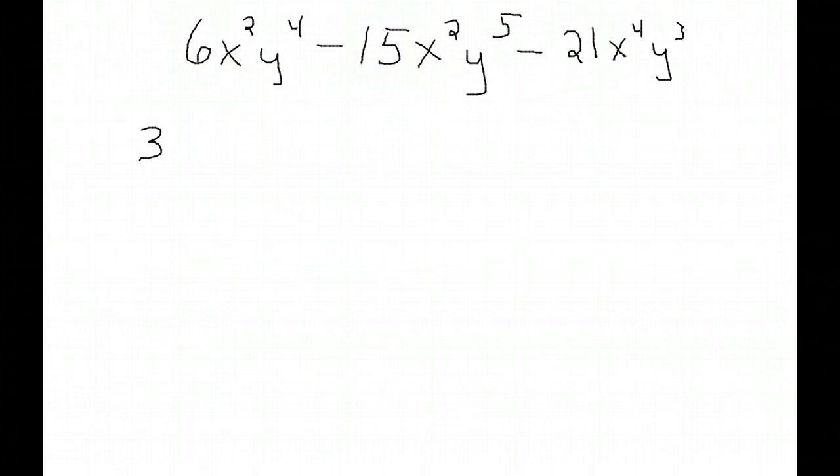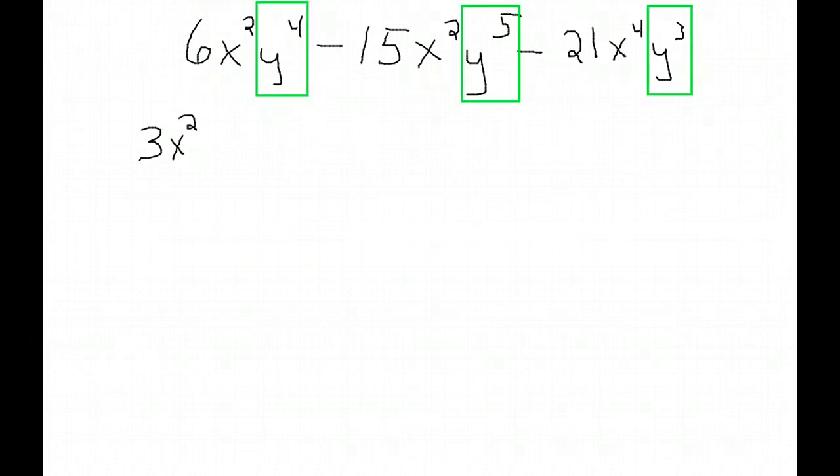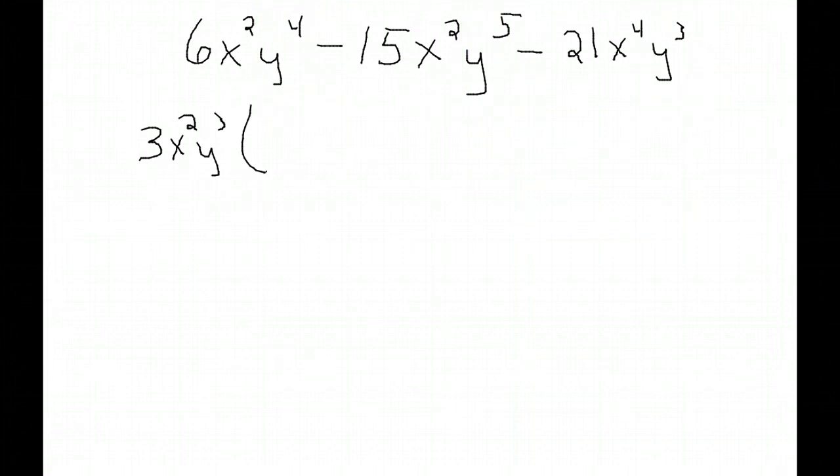Then you look at the x variables. You've got an x squared, and an x to the fourth. The greatest number of x's being multiplied in any of the terms is 2. So we would say x to the second is a common factor for all three terms. Then I look at the y's. I've got a y to the fourth, y to the fifth, y to the third. Y to the third would be what they all have in common, so I would write down y to the third. Write down your parentheses, and note that if you have 3 terms in your original polynomial, you must have 3 terms in your parentheses after you've pulled out the greatest common factor.